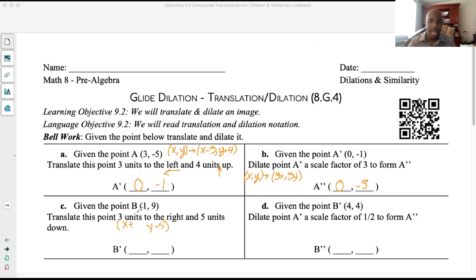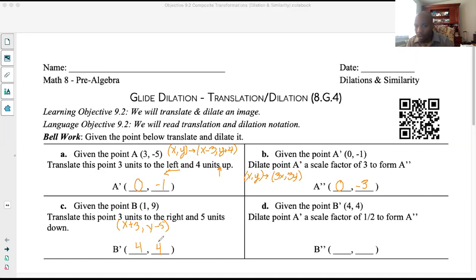Okay. So it's X + 3, Y - 5. So X + 3: 1 + 3 gives us 4. And then Y - 5 is 9 - 5, which is also 4. So we end up getting B prime is 4 comma 4. Okay, B prime is 4 comma 4.